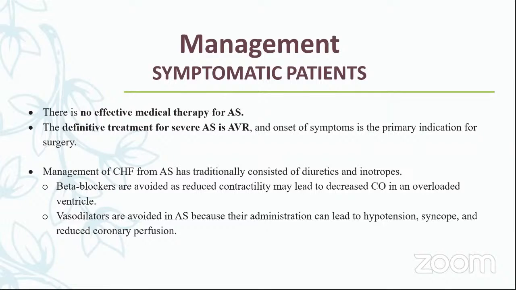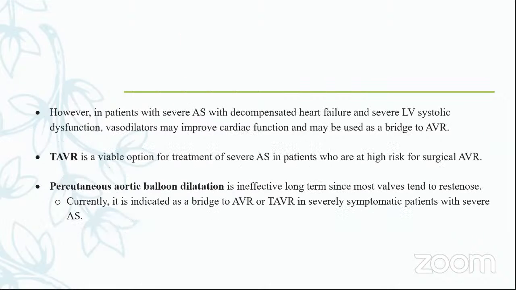Beta blockers should be avoided as they will reduce the contractility, which leads to decreased cardiac output in an overloaded ventricle. Vasodilators are avoided in AS because their administration can lead to hypotension, and this can result in syncope and reduce the coronary perfusion. However, in patients with AS and decompensated heart failure and also severe LV systolic dysfunction, vasodilators may improve the cardiac function and are used as a bridge to replacement.